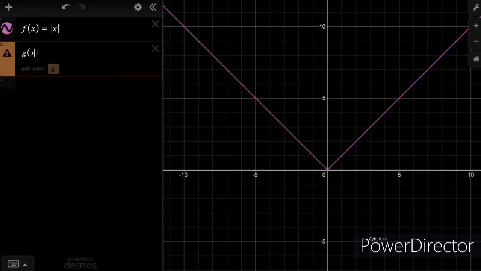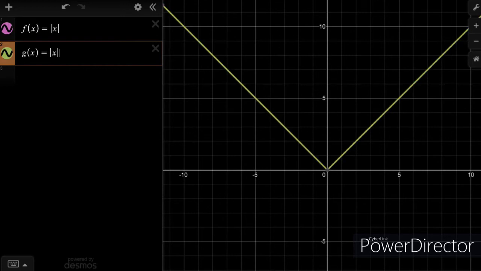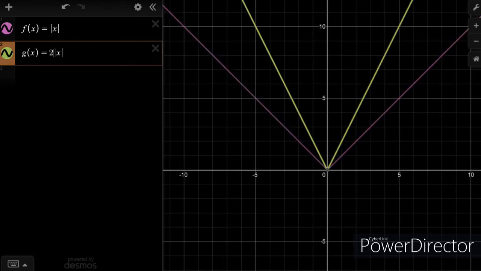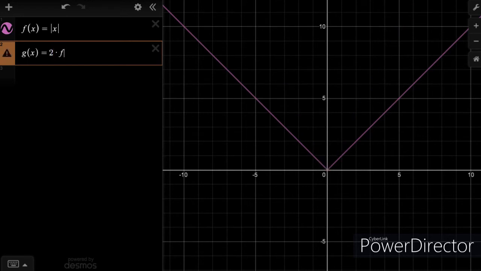Now let's try to create a scaled version of f of x. So we could say g of x is equal to, well, I'll start with just absolute value of x. So it's the same as f of x. So it just traced g of x right on top of f. But now let's multiply it by some constant. Let's multiply it by 2. So notice the difference between g of x and f of x. And you can see that g of x is just 2 times f of x. In fact, we can write it this way. We can write g of x is equal to 2 times f of x. We get to the exact same place.